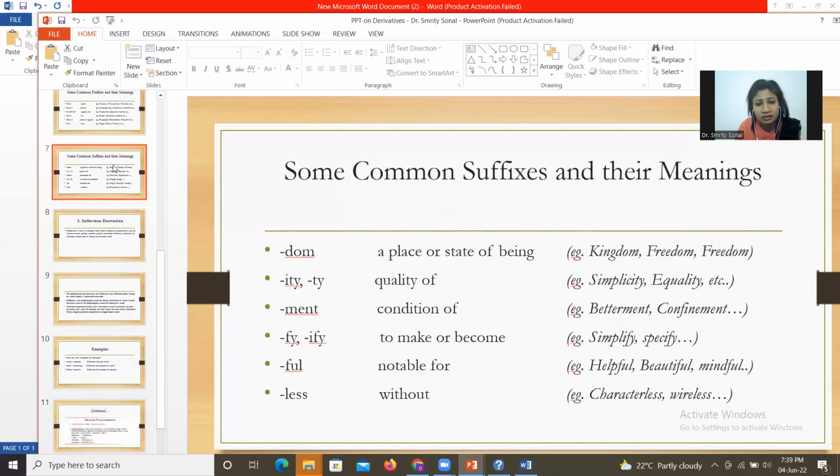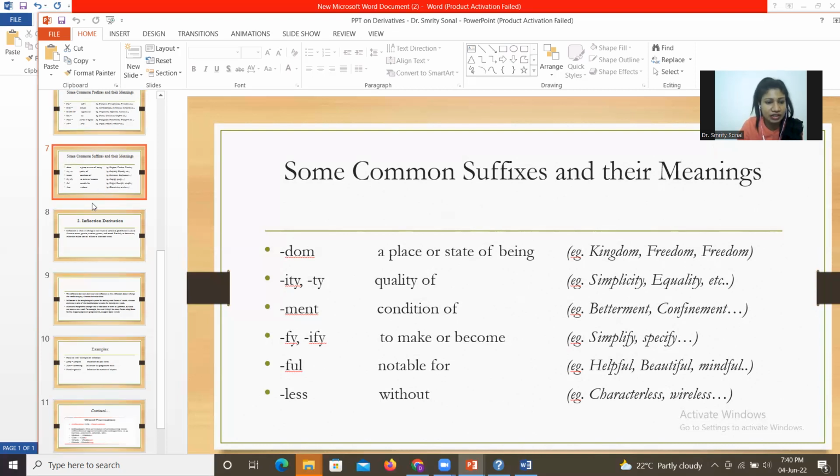Now moving to the next one. Here we have some more meaning with the suffixes. Suffixes like dom: kingdom, freedom. When you add dom to king, it becomes a state of being, kingdom. Similarly, ity and ty, the quality of simplicity, equality, are derived from the words simple and equal. Ment: betterment, confinement, derived from the words better and confine. And similarly, we have other words that you can see here.